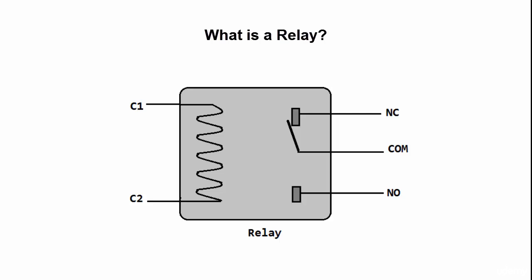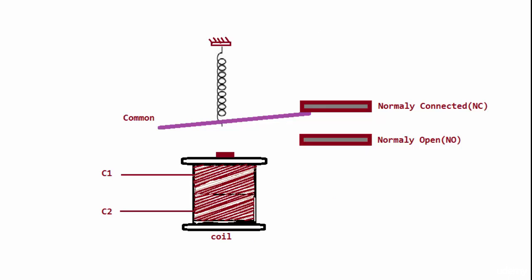Every relay is rated with some input voltage. Like in my case, I have a relay of 5 volt, from which we can deduce the required amount of current which is used to activate the coil. In normal condition, common pin and NC pin are connected together. So the circuit connected to both the pins in the output will be completed and it will work properly.